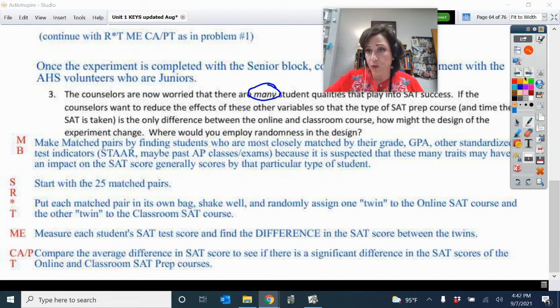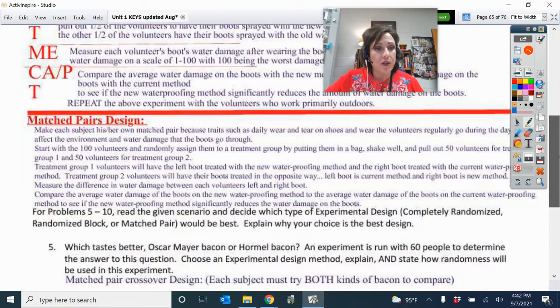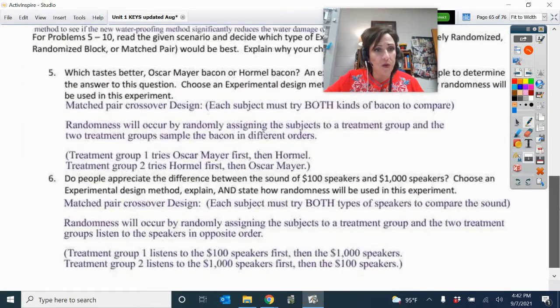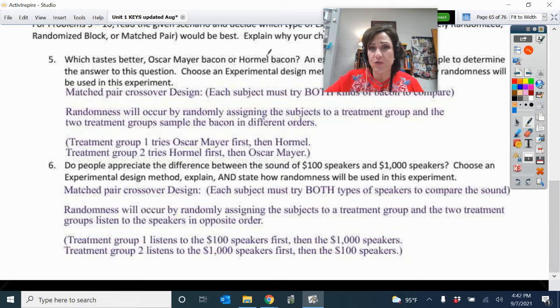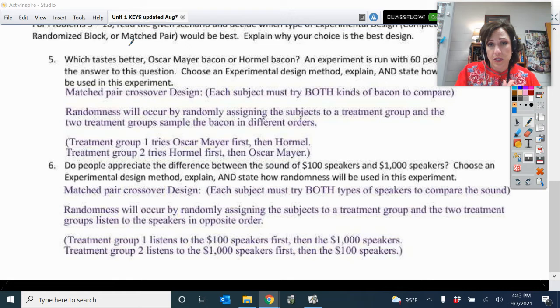Okay, so that was 1 through 3. Now we're going to go on to 5, 6, and 7. Those didn't necessarily have you do the whole thing. They just asked you what kind of design you would use, and how the randomness is used in that experiment.